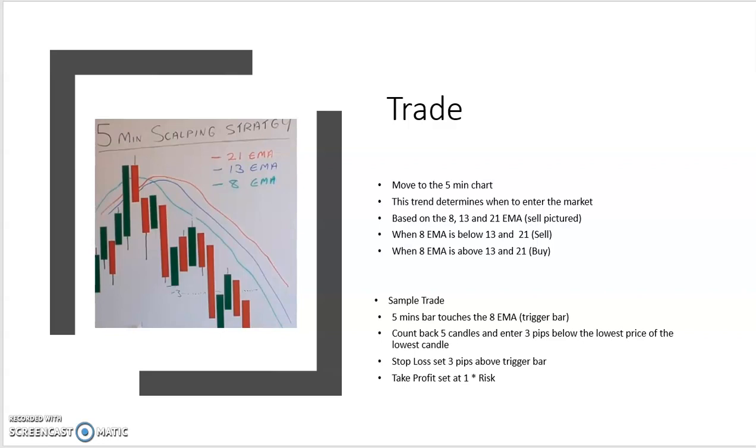You always want to set your stop loss 3 pips above your trigger bar, and your take profit is going to be 1 times the risk. If you decide to jump out of only 50% of the market and then sell your other 50%, then you would change your take profit from 1 times risk to 2 times risk.